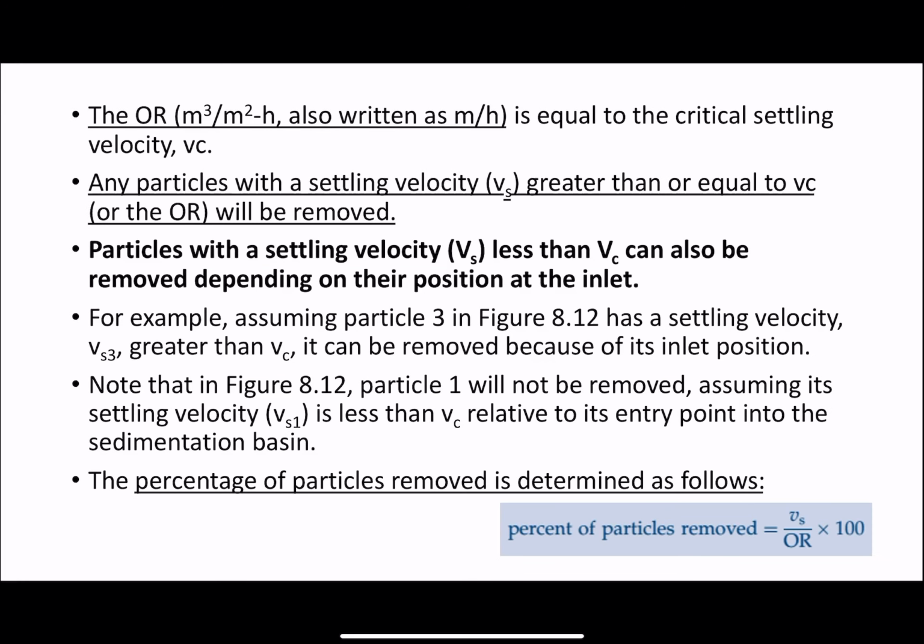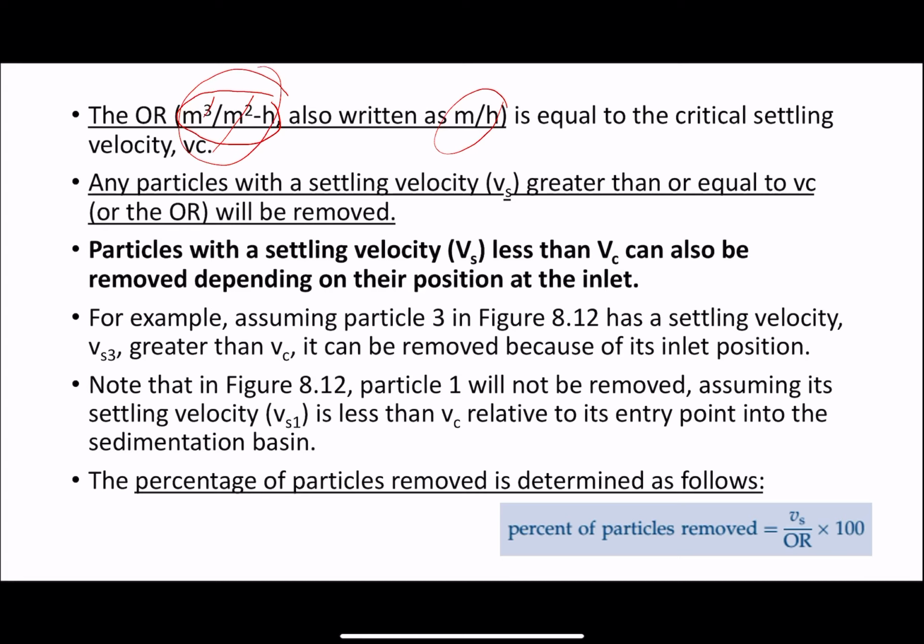The OR is also written as meter cubic per meter square per hour as a unit, and sometimes, if you cancel out meter square with meter cube, they call it meter per hour, but most of the time you'll see it like this unit. And OR, overflow rate, is also called the critical settling velocity, VC.